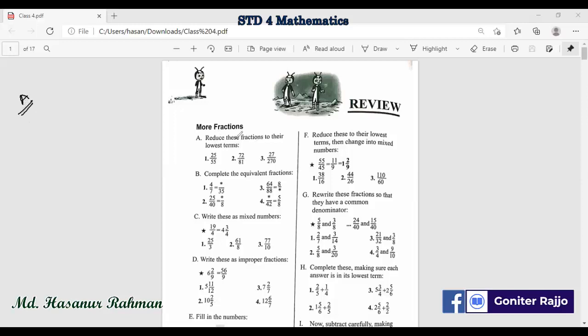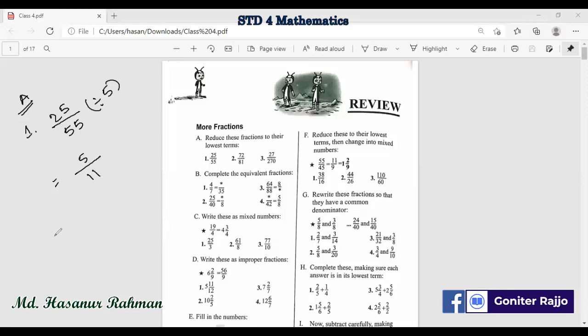Part A says reduce these fractions to their lowest terms. Number 1: at first we have to identify whether it is proper or improper. Look at this, 25 by 55. The numerator is smaller than the denominator, so this is a proper fraction. We can reduce it by dividing numerator and denominator by the same number. If we divide by 5, 25 by 5 is 5, and 55 by 5 is 11. So this is the reduced fraction.